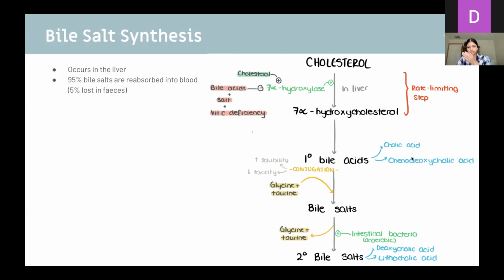There are some names I don't need to remember. And this is conjugated by glycine and taurine. So glycine and taurine are added to your primary bile acids, and that's what conjugation is. And the point of doing that is to increase your solubility and decrease your toxicity of your bile salts, bile acids, sorry. And once this happens, it turns into your bile salts, and then, funny enough, the glycine and taurine get taken out again, and this is done by intestinal bacteria, so your anaerobes, your secondary bile salts.